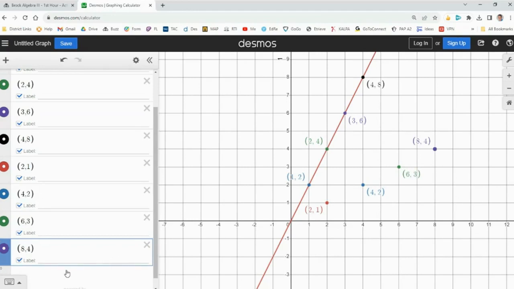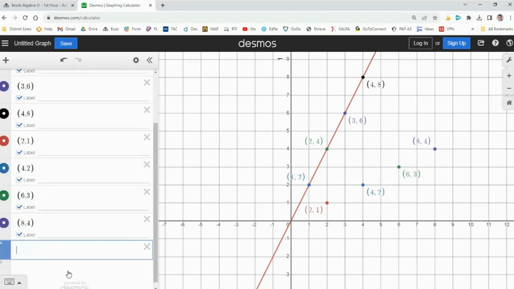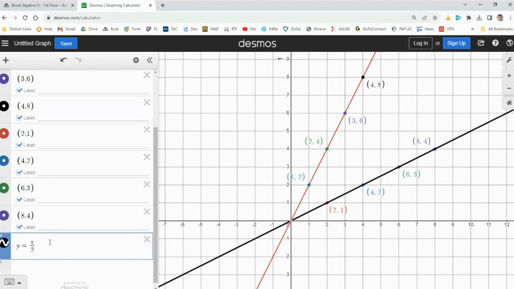Well, let's see. We found the inverse, so let's graph it. We'll graph it as y equals x divided by 2. Well, there's the inverse, and it has those points. There's the 2, 1, the 4, 2, the 6, 3, and the 8, 4. All of those are on the inverse.